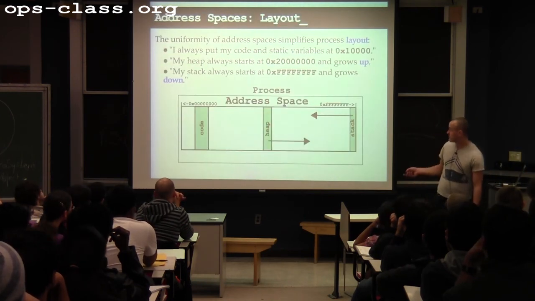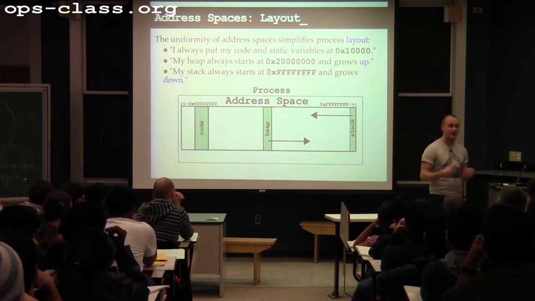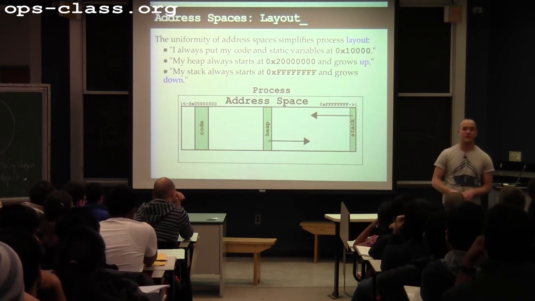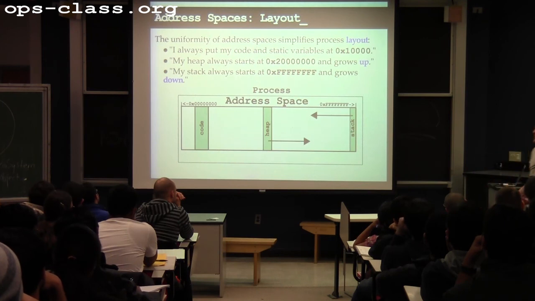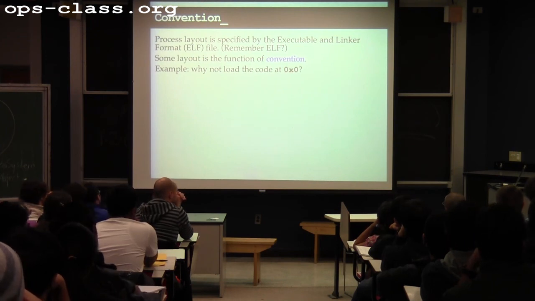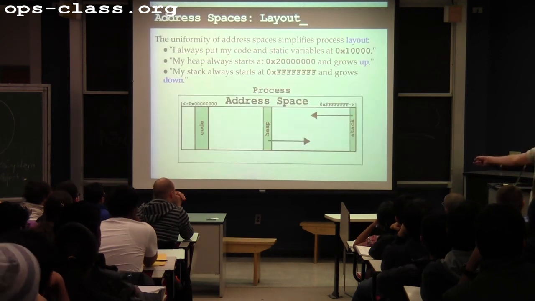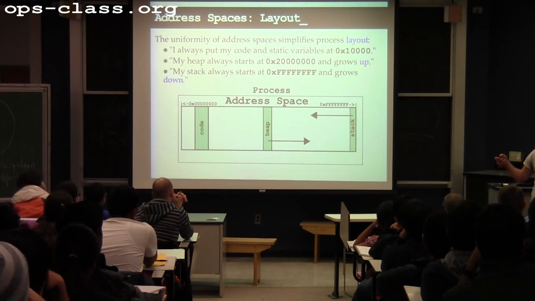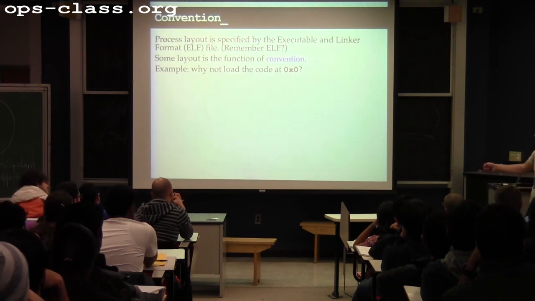Again, layout is determined by the ELF file. The ELF file contains this blueprint of what the process address space is supposed to look like. We talked about that 3 weeks ago. You didn't know what an address space was. Now you do. But here's a great question: why not load the code at zero? Some people know this, but I don't want to answer it too fast. By convention, the code is not loaded at zero, and zero is used for something else.